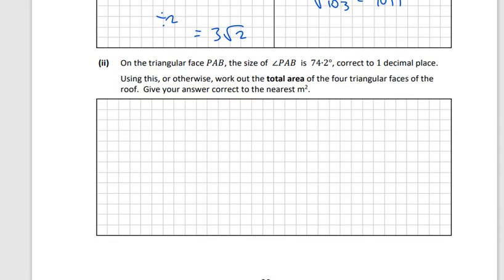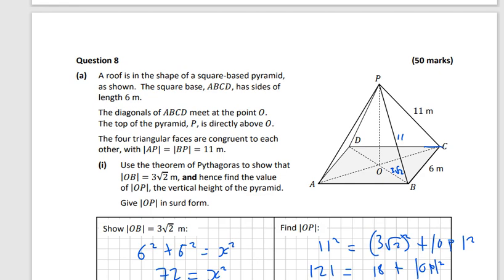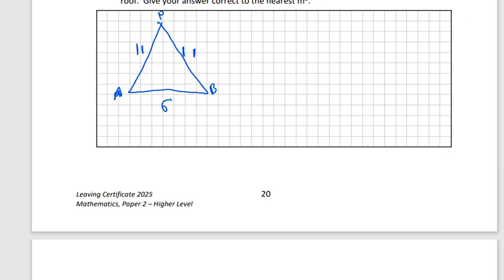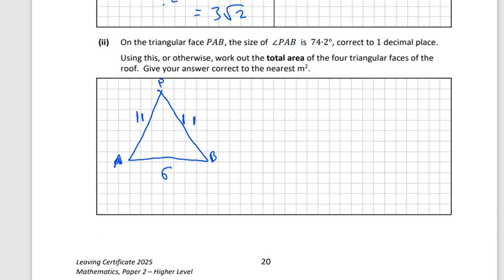Right. We have to find the area of the 4 triangular faces. Well, one triangular face, well, that's 11 because it's just what's going up. And then the square base at the bottom, remember, is 6. So the bottom of it is 6. And it says that, well, that's PAB. Just double check that. Is that the angle P to A to B is 74.2 degrees. So it's just going to be half ab sine C. That's what we're using.